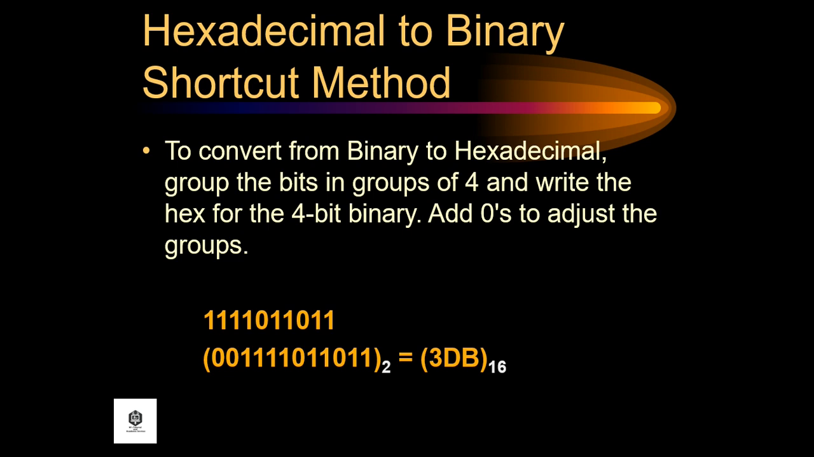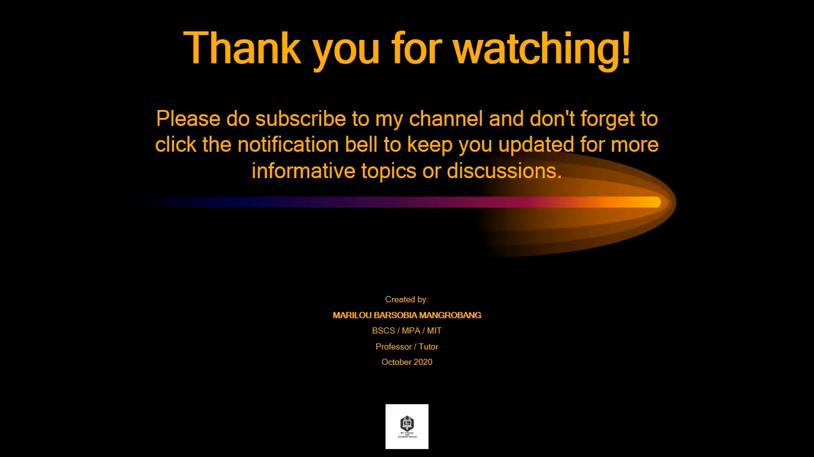So the given is 1111011011. So add 0s. It would be 0011 1101 1011 in binary number, which is equivalent to 3DB in hexadecimal number.